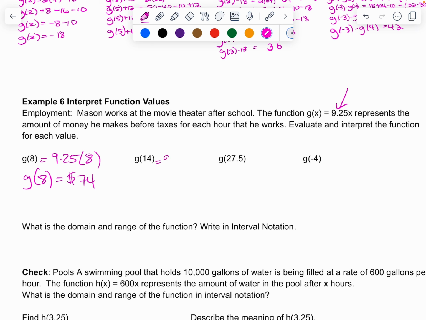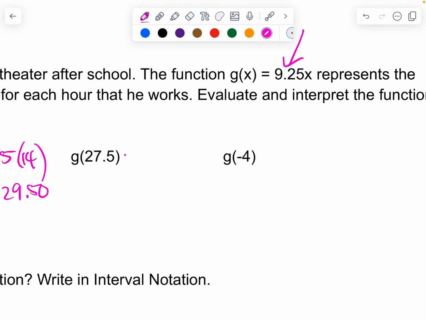Okay, so if I do 9.25 times 14, if he works 14 hours, he makes $129.50. Okay? If he works 27 and a half hours at $9.25 an hour, and remember, money is only 2 decimal spots, you make $254.38.